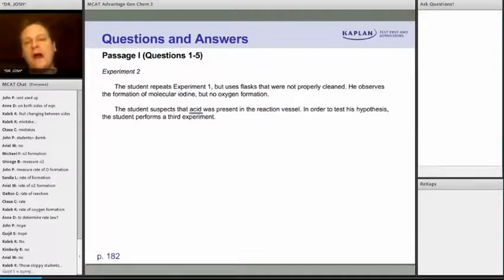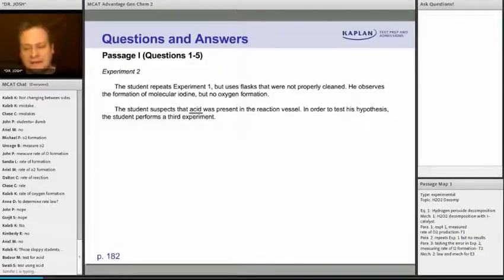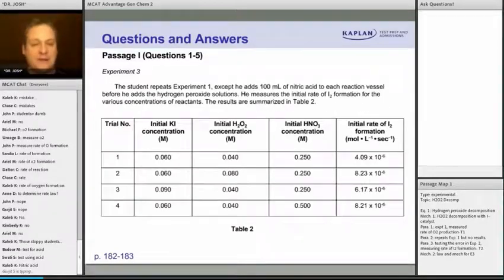So you know what? We already know the goal of experiment three. What's that going to be? Yeah. If experiment two had a mistake, then for experiment three, let's test using acid. Throw some acid in and see if the expected response occurs. And that's exactly what we do.